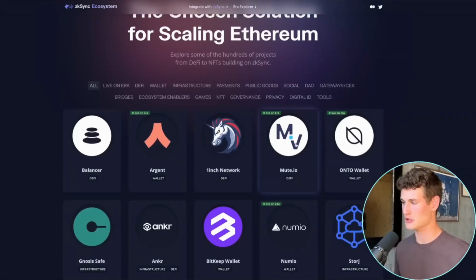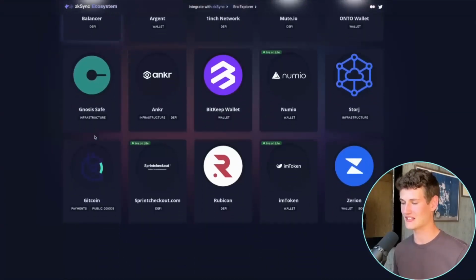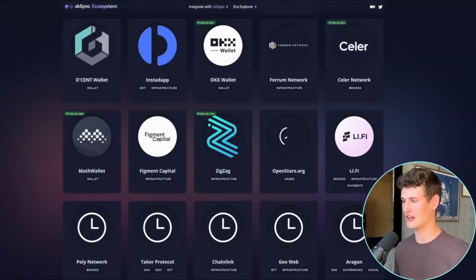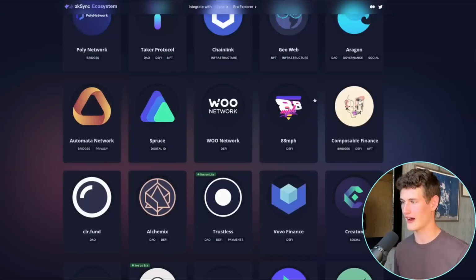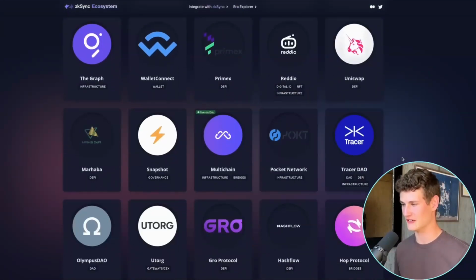We can see that Mute.io and Argent already have launched, but a lot of other protocols like 1inch, Balancer, Anchor, and if you scroll down, SushiSwap, Yearn Finance, I know Uniswap is also here, Curve Finance, Chainlink, pretty much all of the large DeFi protocols.